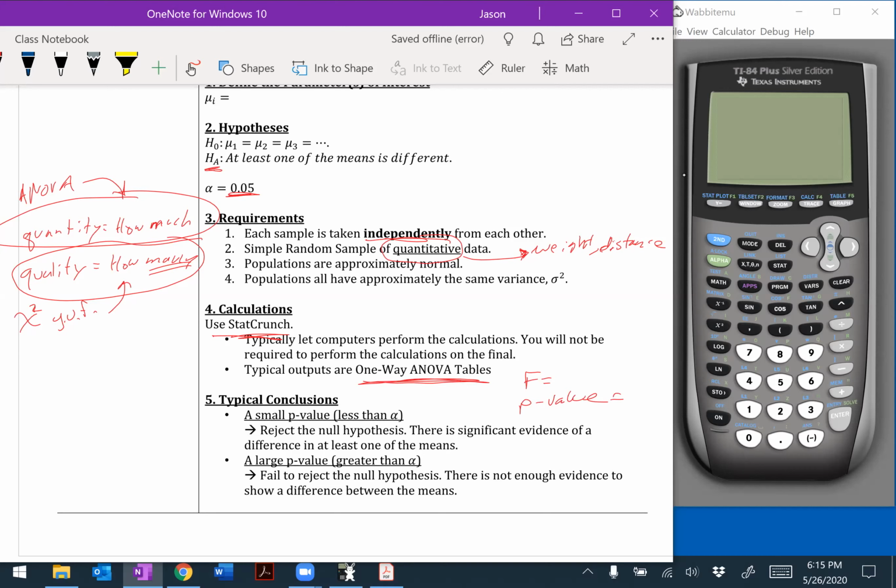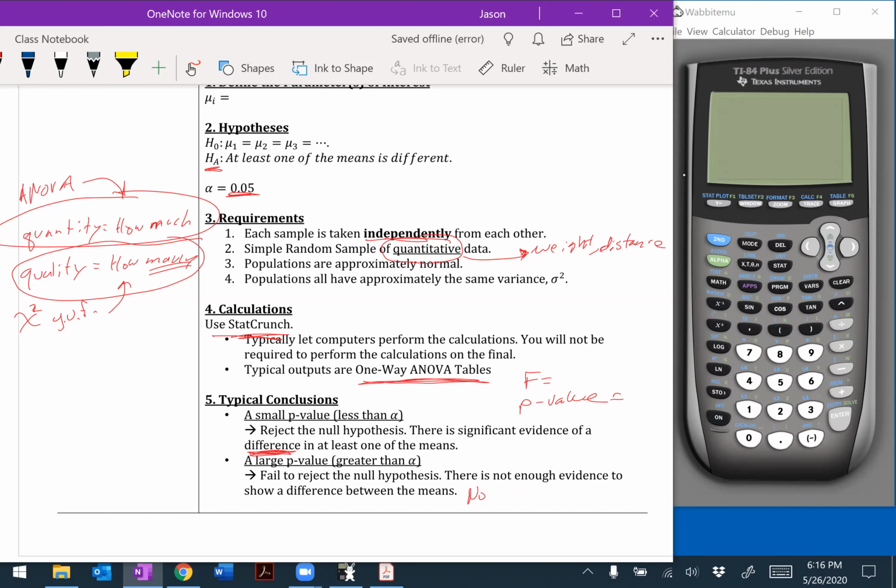A small p-value, we reject the null. There is significant evidence of a difference in at least one of the means. A large p-value means we fail to reject the null. There is not enough evidence to show a difference between the means. So we accept that there's no significant difference here. There's going to be a difference, but it's not significant.